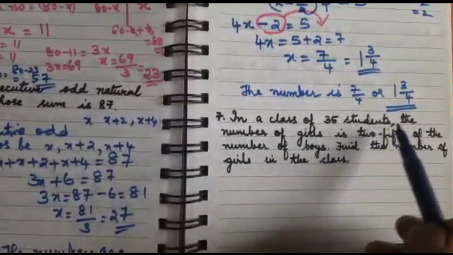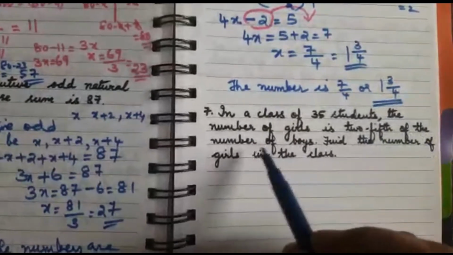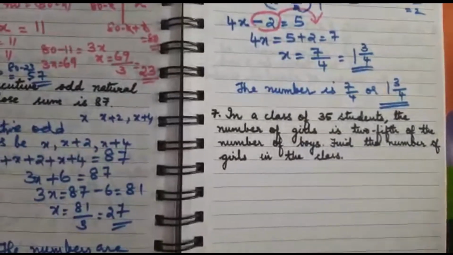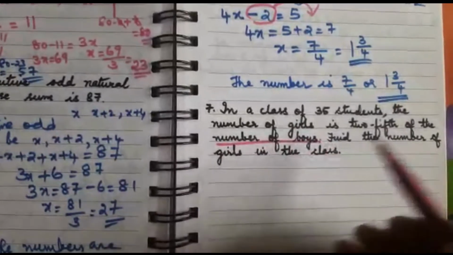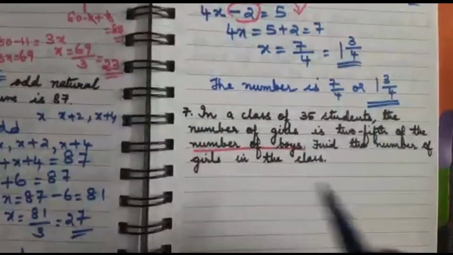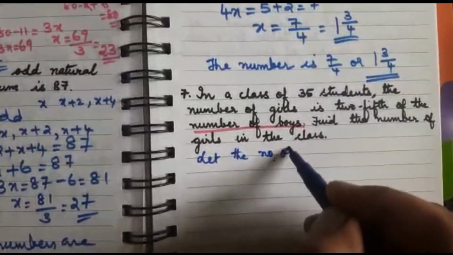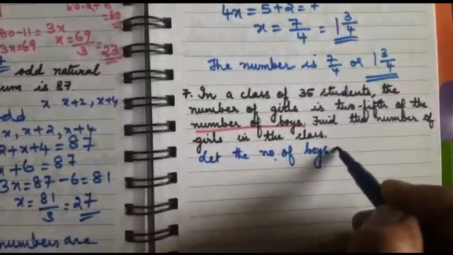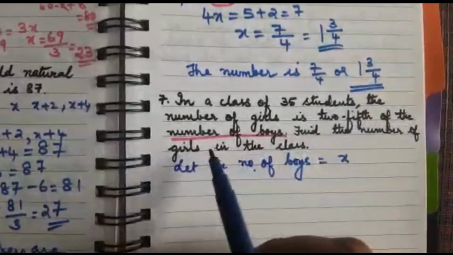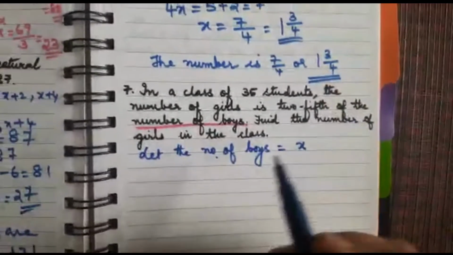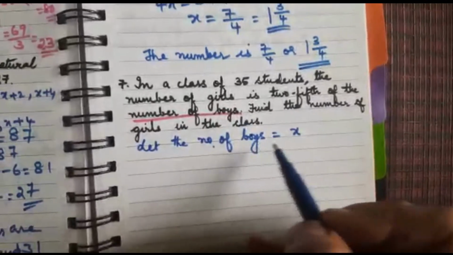In a class of 35 students, the number of girls is 2/5 of the number of boys. So you take x as the unknown. Let the number of boys equal x. Why? Because the number of girls is 2/5 of the number of boys. You don't know the girls, but it is equal to 2/5 of boys, so we will take it like this.